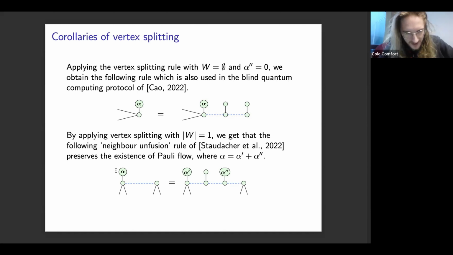So you have these classes of flow preserving rewrites for different kinds of flow, I guess. Is there any kind of flow such that all of the stabilizer ZX rewrite rules preserve it?